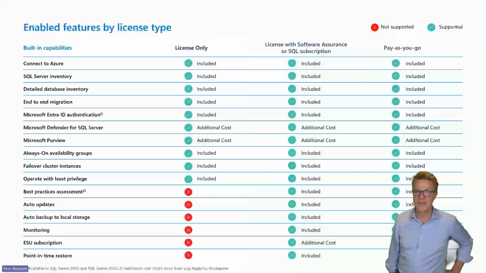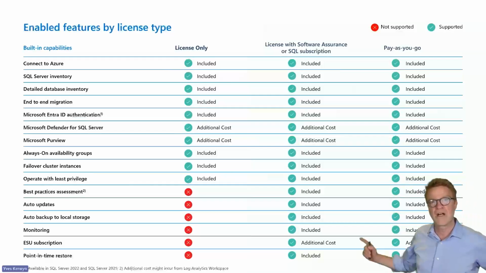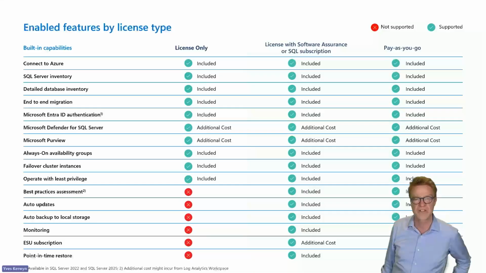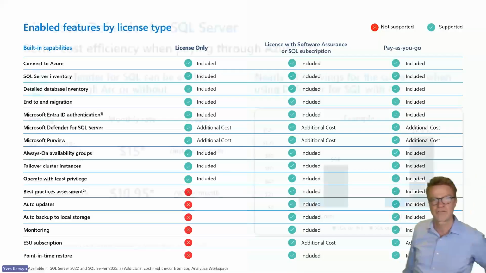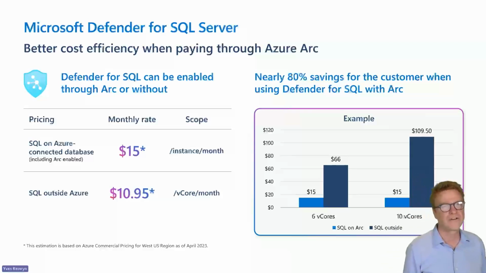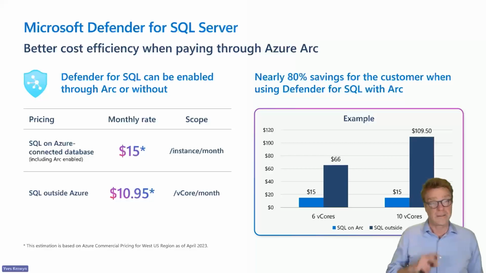This is actually the same information, but on a slide. License only, license plus SA, or pay as you go, actually the same thing, these two. There is no difference. You see, there is absolutely no difference. And then here, I actually showed this already in euros, but here you see, no, I didn't show it for Defender. This is in dollars.